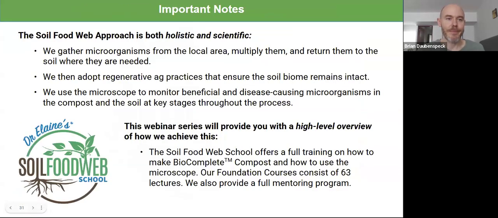Good. So the soil food web approach is both holistic and scientific. Holistically thinking, life's been evolving on Earth for billions of years. If you have a system created by humans, for example, an agricultural system, it's almost by design and necessarily not a natural system. So it's out of balance at the moment.